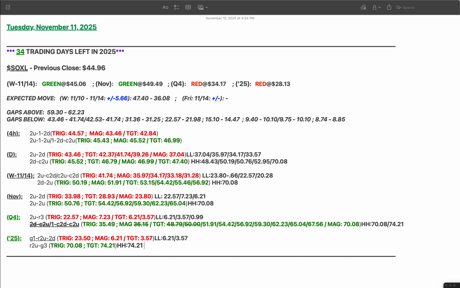So there you have it. Those are the triggers and targets for the scalping all the way up through the year chart.